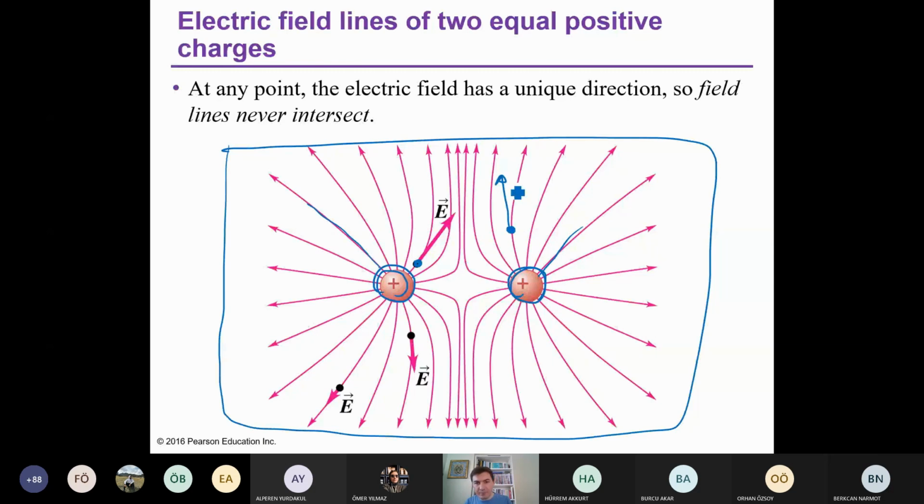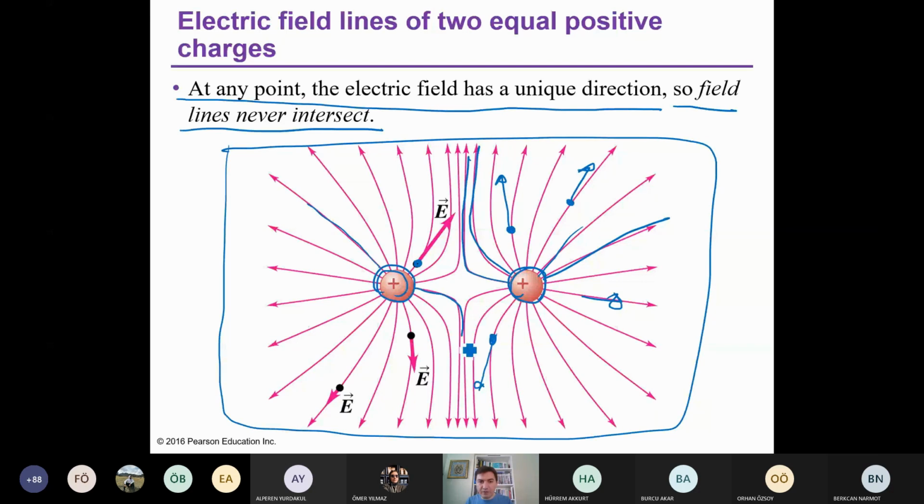Okay, if I choose a point here, the electric field is tangent to the field line. But here, at any point, the electric field has a unique direction. So each field line here has a unique direction. So field lines never intersect. Okay? So this information is important.